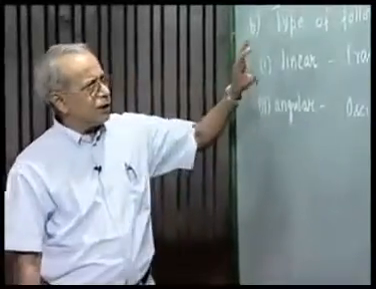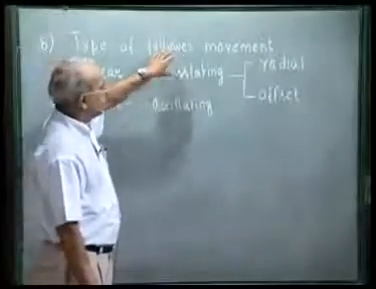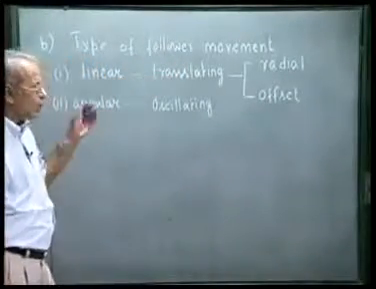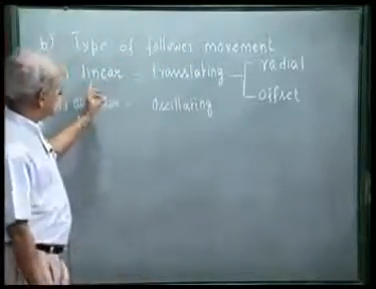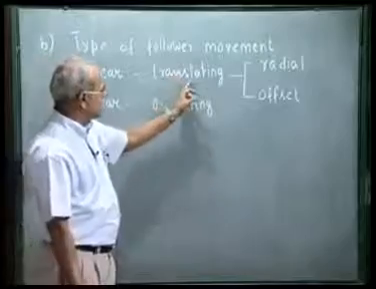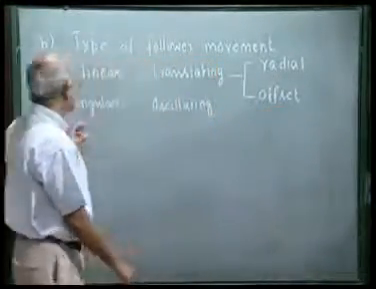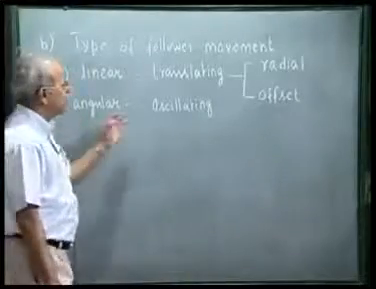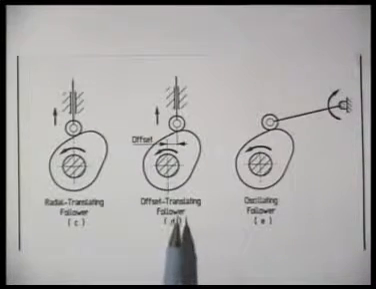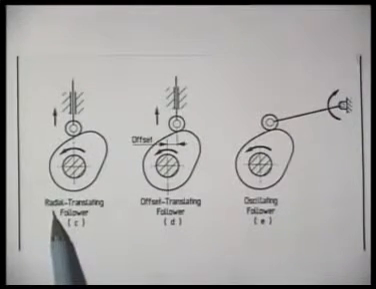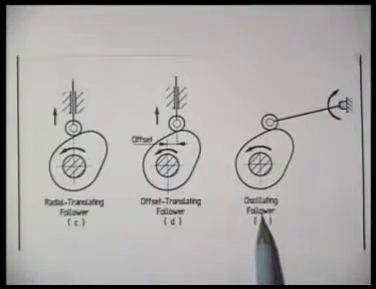Right now we are concentrating only on the different classification. Based on the type of input movement or cam movement, we had disc cam or wedge cam. Based on the type of follower movement, if the movement is linear, then we call it a translating follower, which can be either radial or offset. And if the follower movement is angular, then we call it an oscillating follower. As we said just now, these are the diagrams to explain radially translating follower, offset translating follower, and oscillating follower.